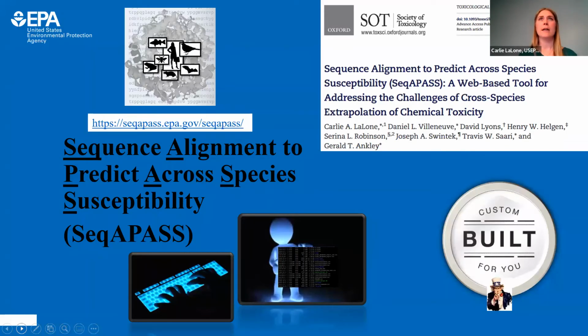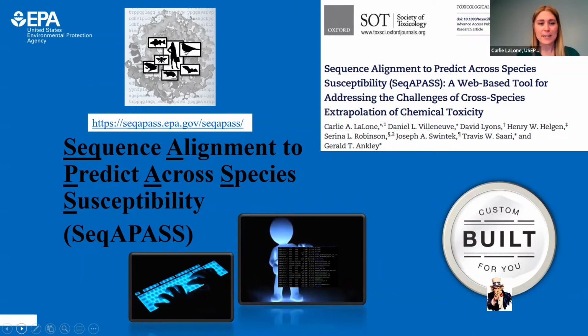So to do this in a transparent, rapid, streamlined manner, we developed the Sequence Alignment to Predict Across Species Susceptibility tool. This is a web-based online tool. You request an account, everybody gets an account so that you can keep track of your jobs as you're running through them. The tool was first released in 2016, version 1, and we currently released version 6 this past year. So we're continuing to evolve the tool as the science evolves, centered around bioinformatics, as well as making the tool more user-friendly, because again, it's important that bioinformatics is for everyone, not just those of us that look at sequence data every day.